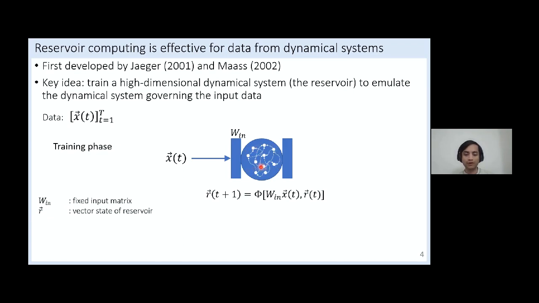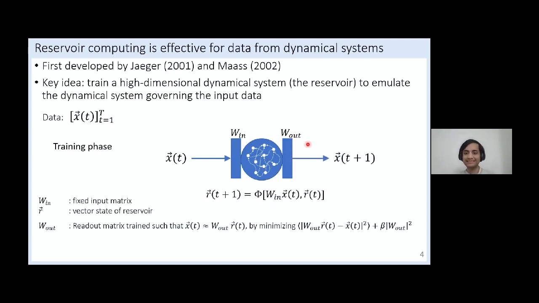The dynamics of the reservoir, when driven with the input data, are given by this equation over here. r of t plus 1 is some nonlinear function phi acting on W-in times x and r. So basically, taking the input data x, you're projecting it through the fixed input matrix to the reservoir state, and then this is just some dynamical system now. Okay, so this is just the driving part. And what you want to do, as I said earlier, is train the system via a single readout layer, which I'm calling W-out over here, to map to x of t plus 1. So essentially W-out is a readout matrix, which is trained such that x of t is W-out times r.